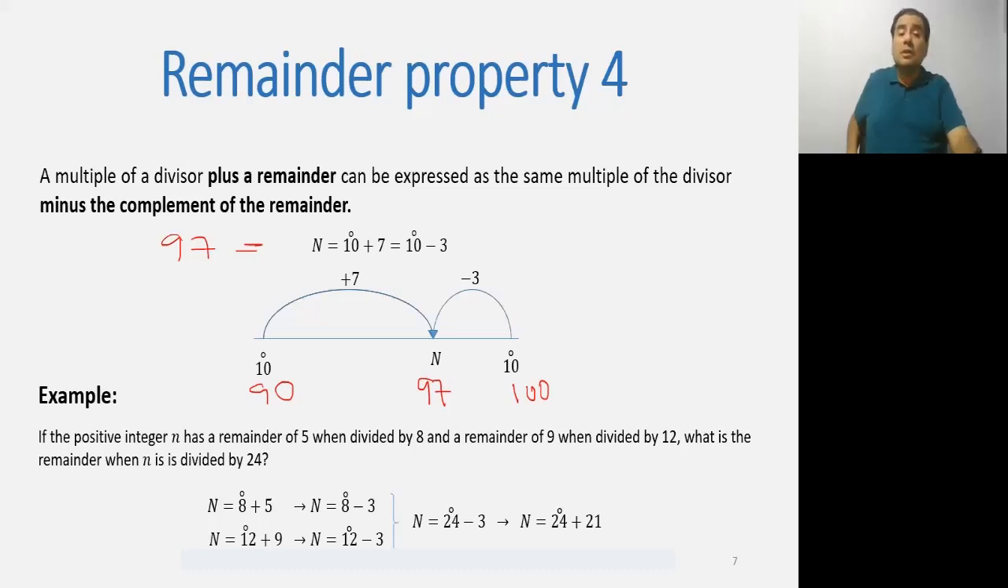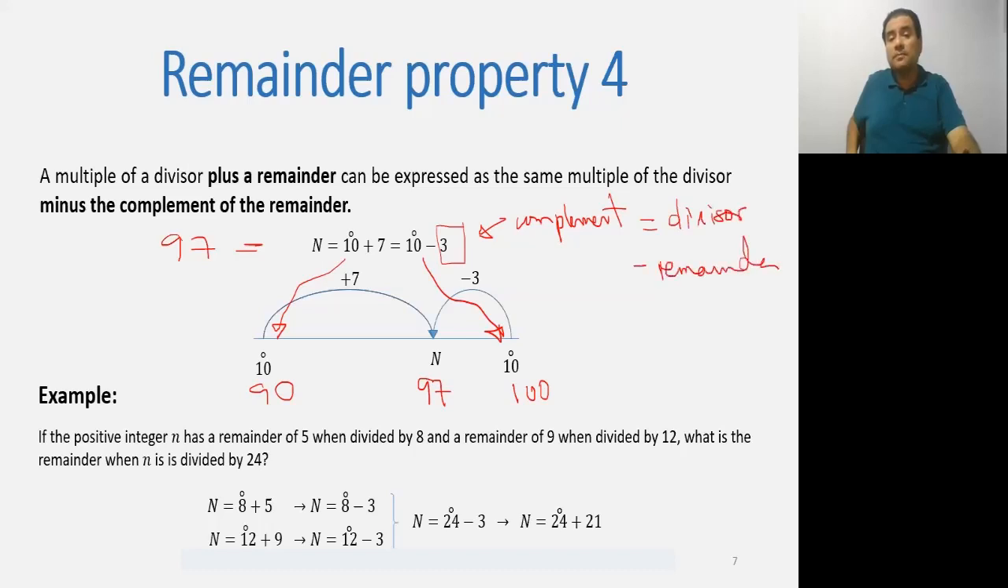Of course, here, these two multiples of 10 are different, right? They're not the same multiple of 10. But here we understand that this number, 3, corresponds to the difference between the divisor and the remainder. This is what we call the complement of the remainder: the divisor minus the remainder. That's it. What do we use this property for?